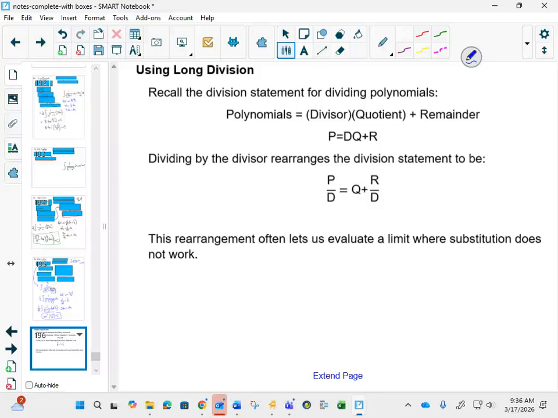So all these advanced techniques will combine on and include on our next unit test. Remember long division.